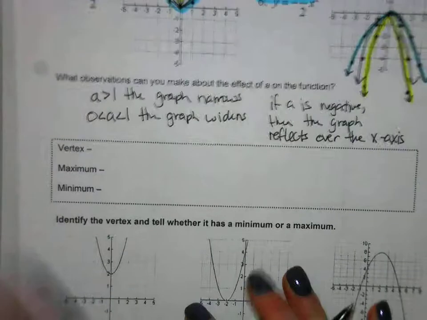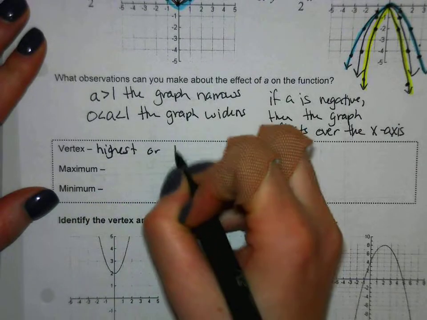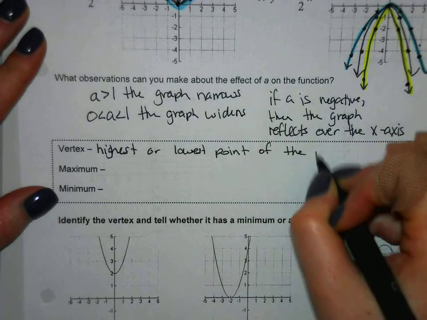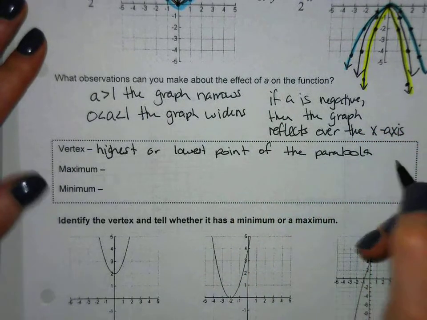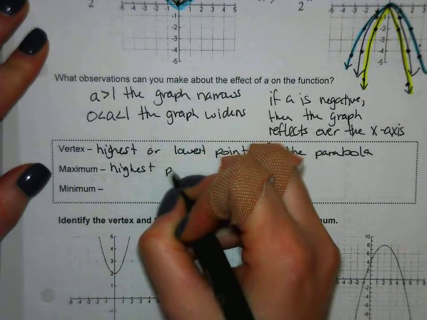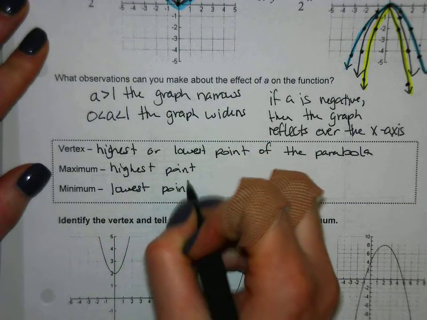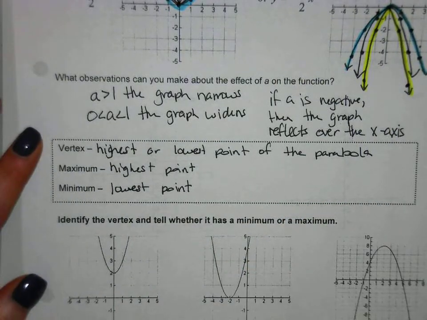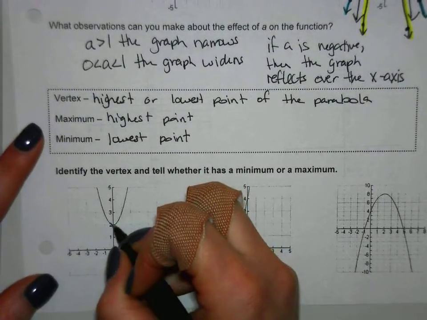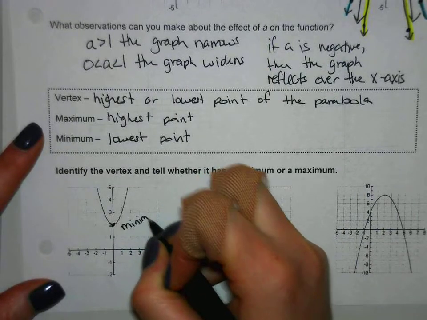Alright, let's take a look at the vertex. The vertex is the highest or lowest point of the parabola. So the maximum point is the highest point, and the minimum is the lowest point. So let's identify the vertex and tell whether it's a minimum or a maximum. So on this one, our vertex is here, and it's the lowest point on our graph. So we're going to call this the minimum.